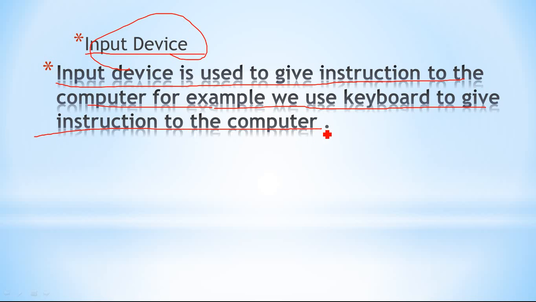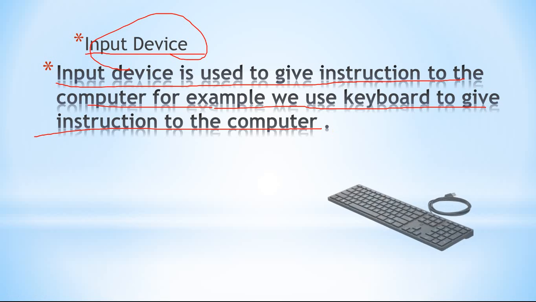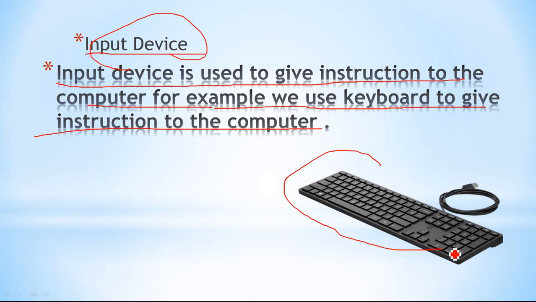Before, I have told you, we use a keyboard to type anything. Yeah, we can type anything and find anything we want. So this is the picture of a keyboard. The common examples of input device are microphone, mouse, and keyboard. These are the common examples.